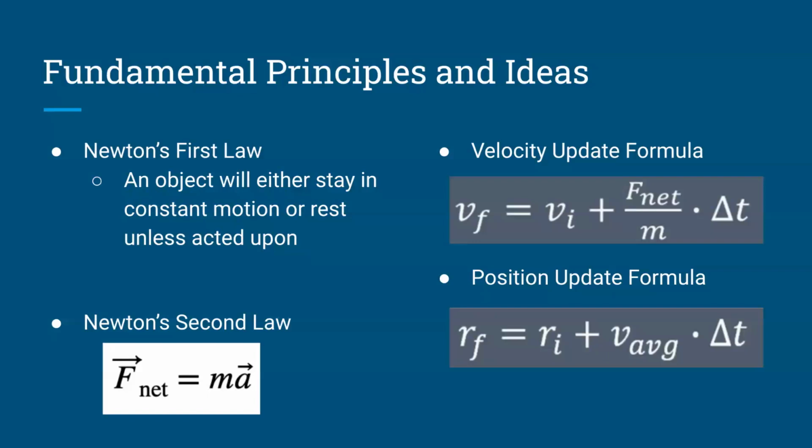Furthermore, we can use Newton's second law to create a velocity update formula, which will be the way to define velocity in the computational model. And we will also use a position update formula in the computational model to find the object's position at many different times.